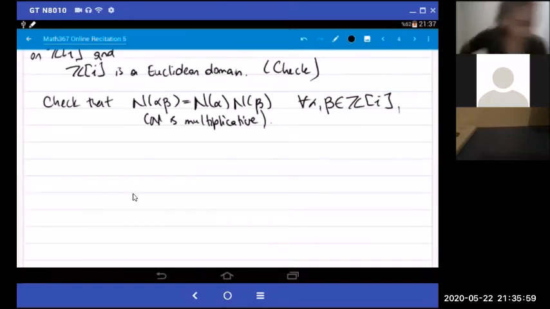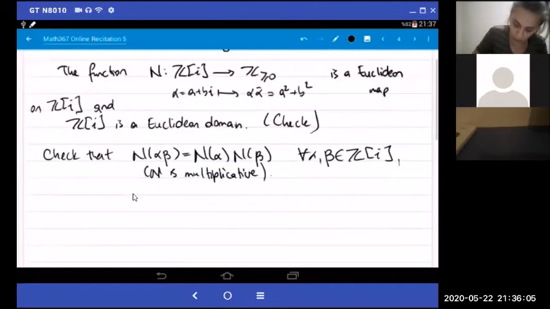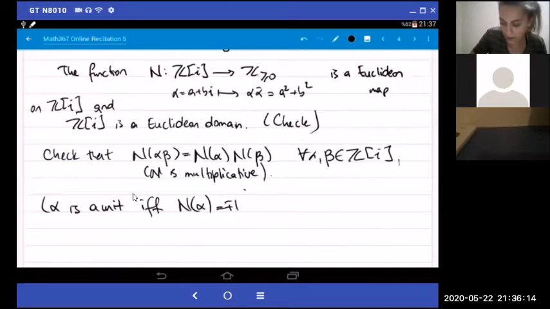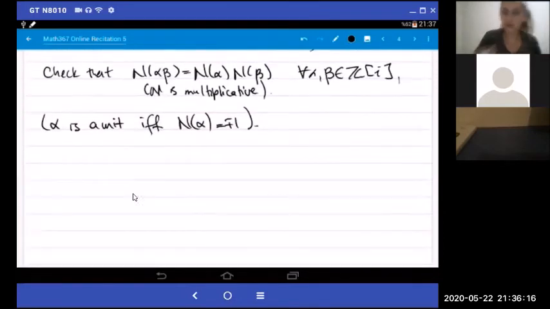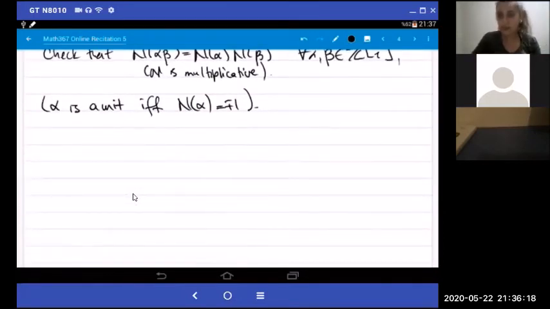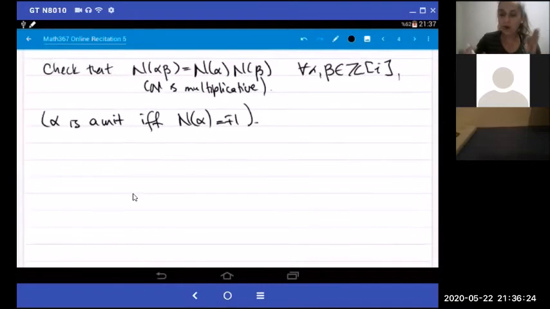minus 1. Okay? Let me first write down what we are going to prove. Alpha is a unit if and only if n of alpha is plus or minus 1. We are going to prove this statement first. Then using this, norm being plus or minus 1, we are going to determine all the units of our ring, the Gaussian integers.